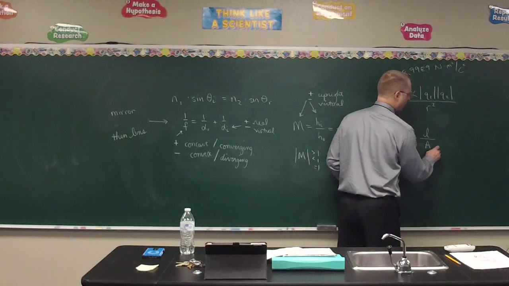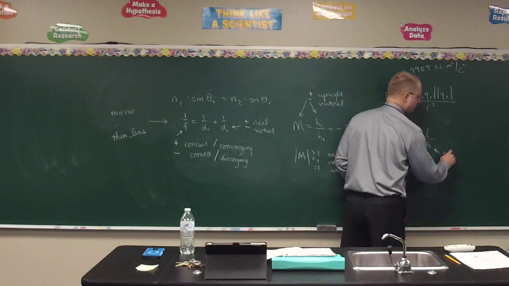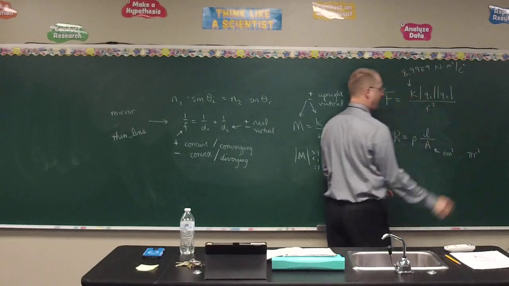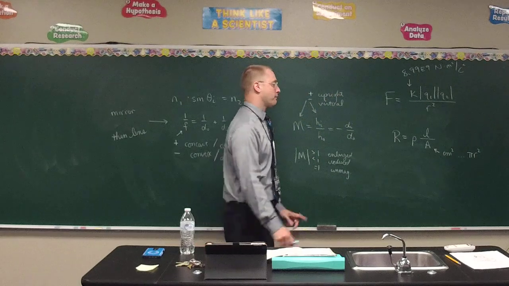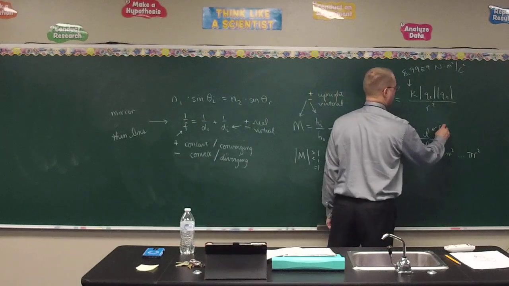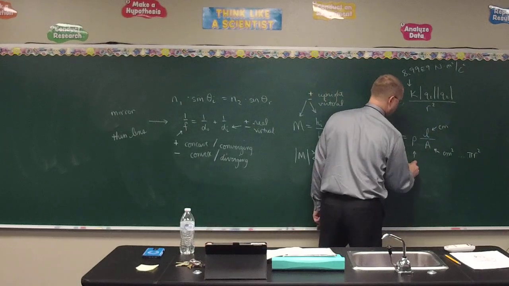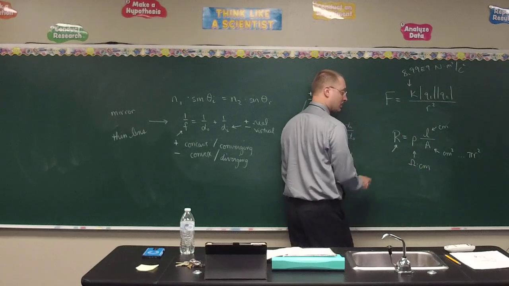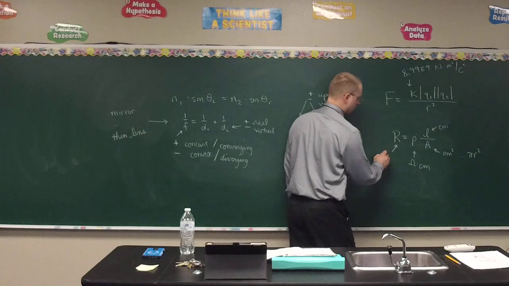Quick reminder, on the cross-sectional area, it's going to be in centimeters squared, and usually you're going to use pi r squared to find that cross-sectional area. Length will be in centimeters, resistivity in ohms times centimeters, because the SI unit of resistance is the ohm.